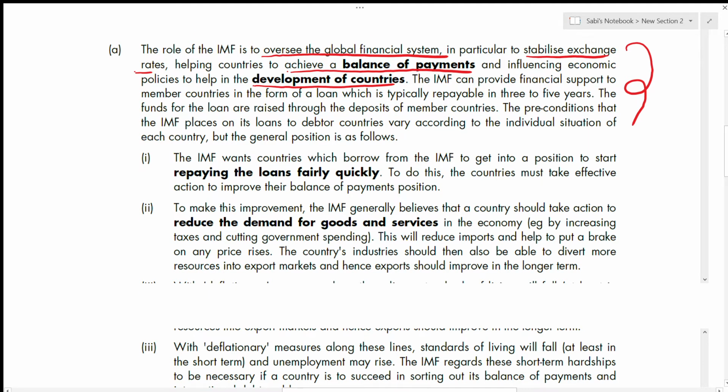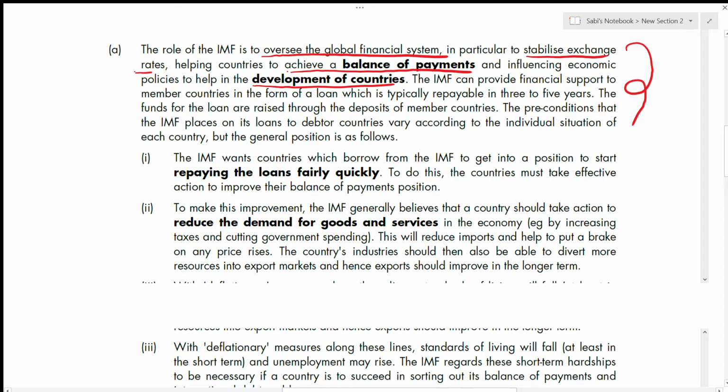Okay, so the first one is they want countries which borrow from the IMF to get into a position to start repaying the loans fairly quickly, right? Of course, they need to be repaid quickly. Even if you give a loan to your friend, obviously you will want your friend to pay you the loan as quickly as possible, right?